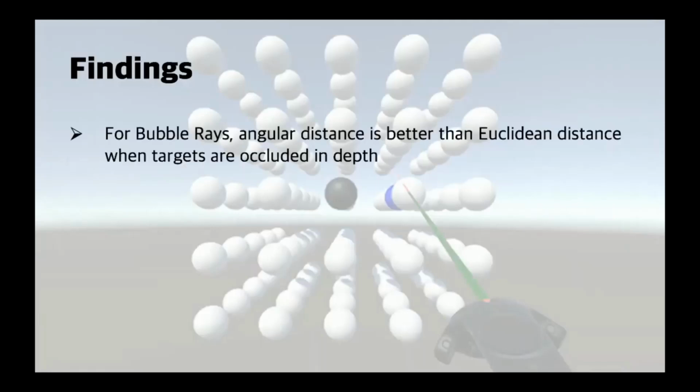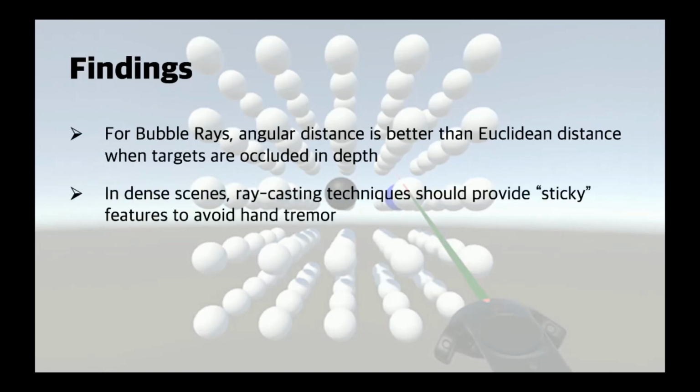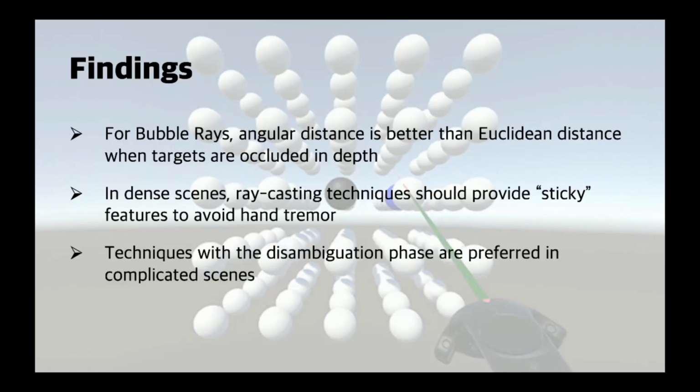There are several findings. First, angular distance is better than Euclidean distance. Second, in dense scenes, due to the temporal model in heuristic ray, it will be sticky, attaching the ray on the target and solving the hand tremble problem. Third, from the post-experiment talks, users prefer the Quad Cone in these extreme cases because users pay more attention to the success rate rather than the speed when the scene is complicated.